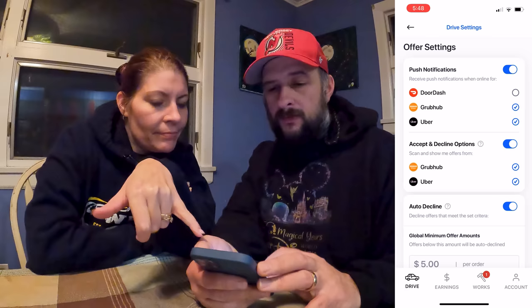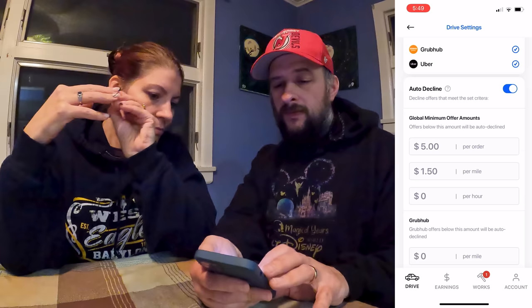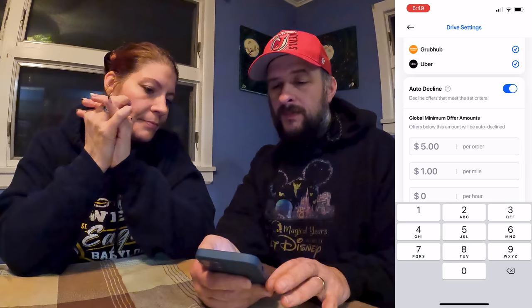The first thing is global minimum offer amounts. Because we're doing Uber Eats and Grubhub, a $5 minimum per order is good. Well, how much is the base for Uber? Uber is $2.50, and Grubhub, we don't know. I don't think we want to go lower than $5 because there's a quest tonight. But I do think for dollar per mile, we want to change this from $1.50, which is what we normally have, to $1, just because we're only doing the two apps. So we'll be less picky.